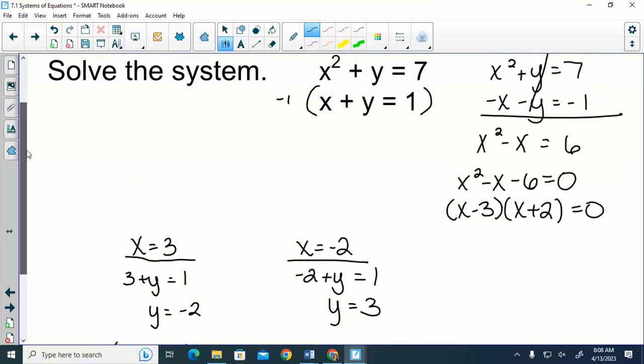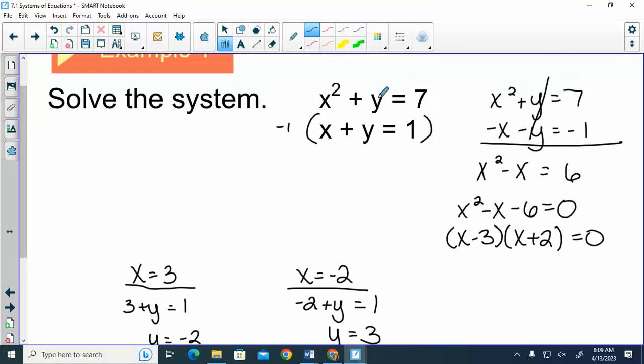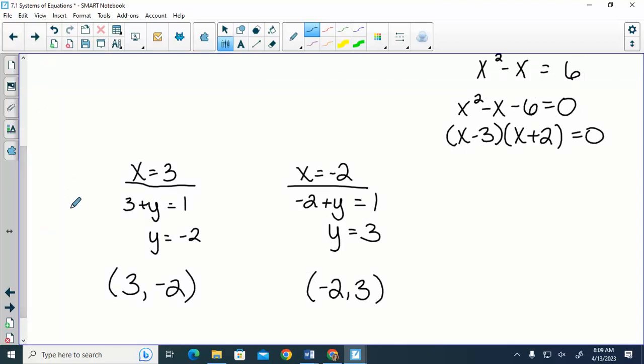Alright, and then just like yesterday, you can check them. 3 squared is 9, plus negative 2 is 7. Negative 2 squared is 4, plus 3 equals 7, so they both work. Alright, so in this case, the first equation was a parabola, the second one was a line, and we got 2 solutions. Is that okay with everybody?